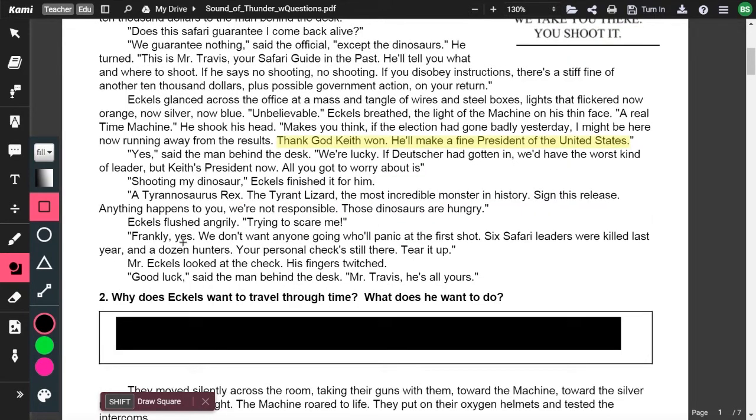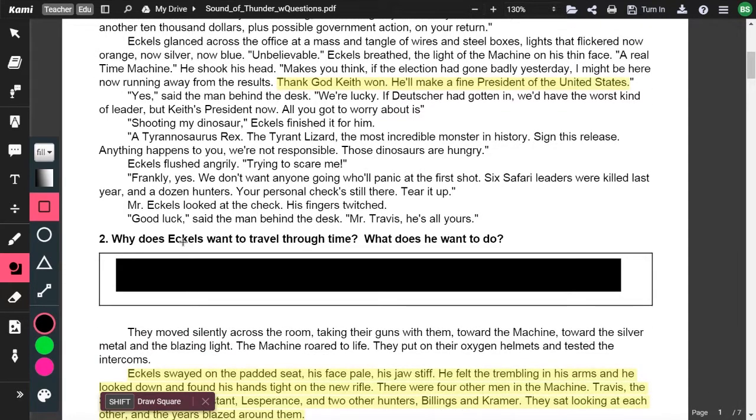All you have to worry about is shooting my dinosaur, Eccles finished for him. A Tyrannosaurus Rex, the tyrant lizard, the most incredible monster in history. Sign this release. Anything happens to you, we are not responsible. Those dinosaurs are hungry. Eccles flushed angrily. Are you trying to scare me? Frankly, yes.